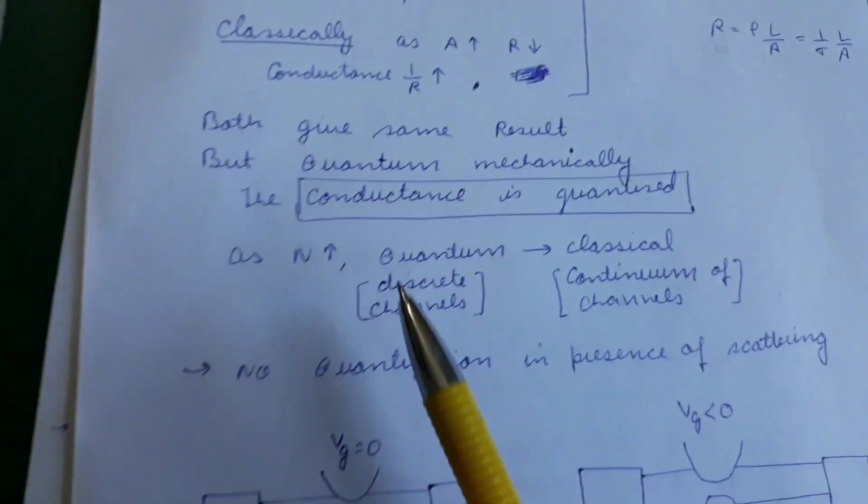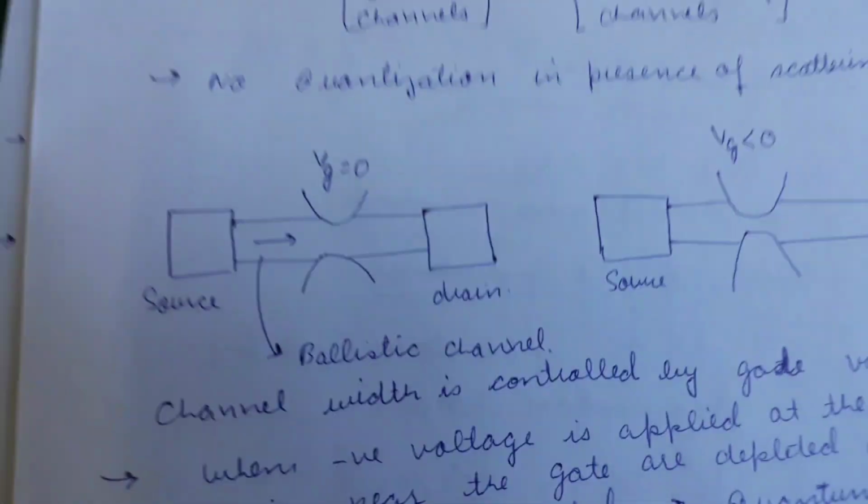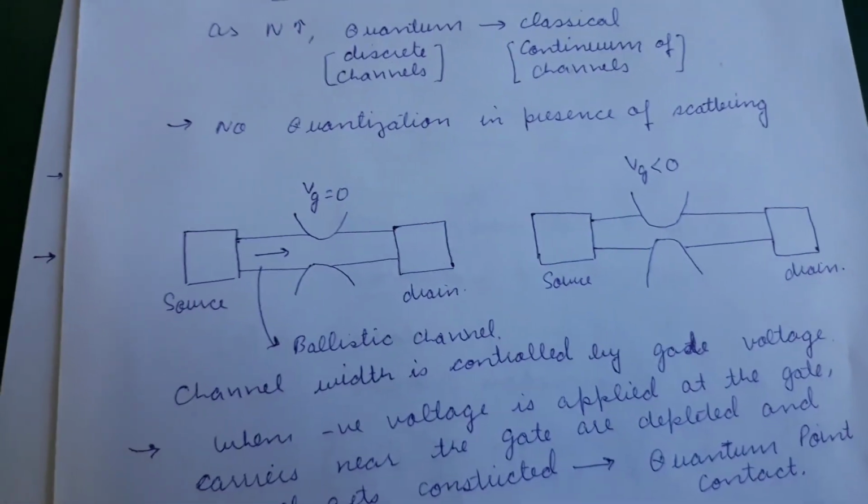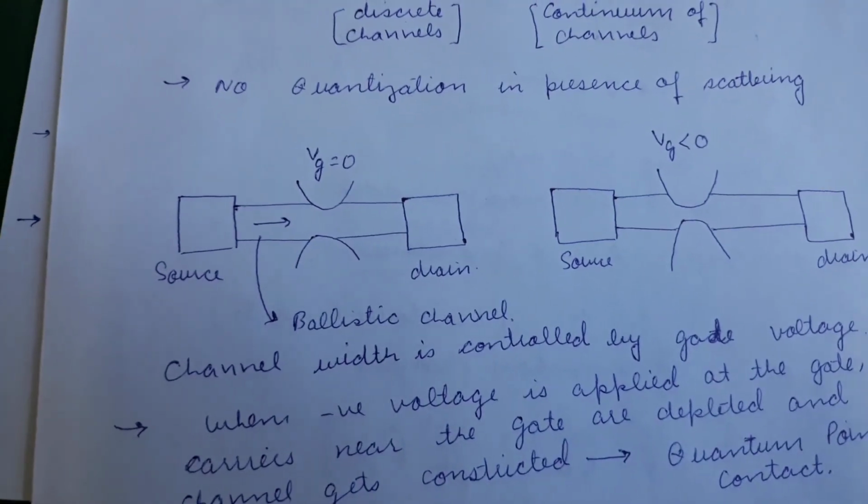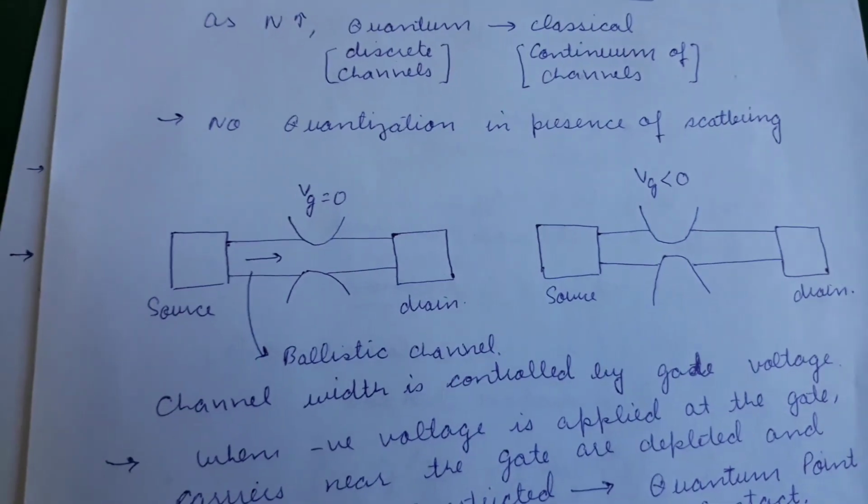So now let's take an example of a field effect transistor, and let's see how conductance will change.